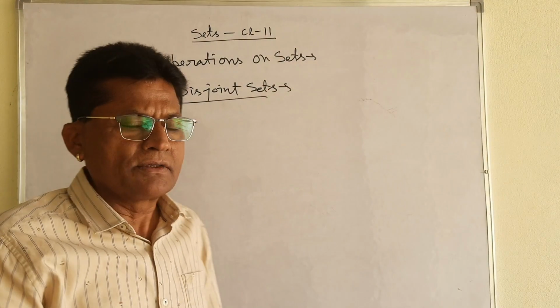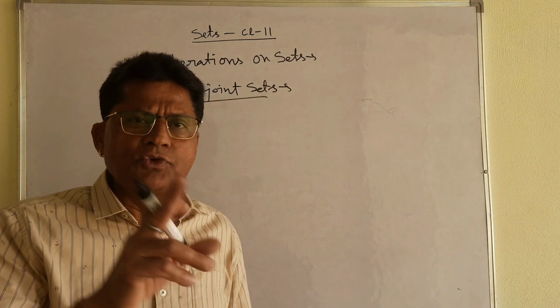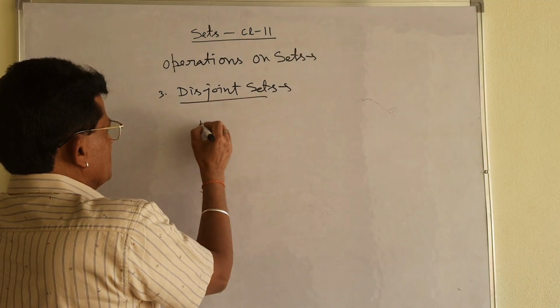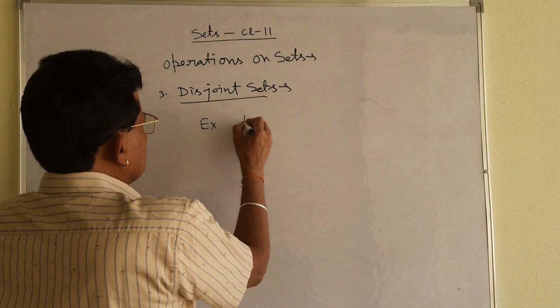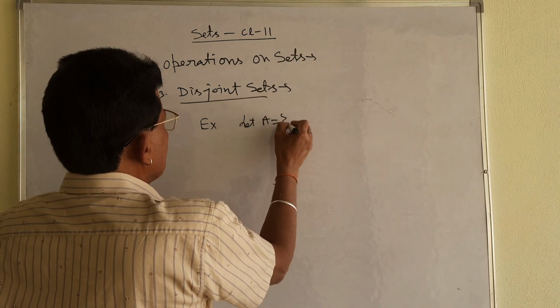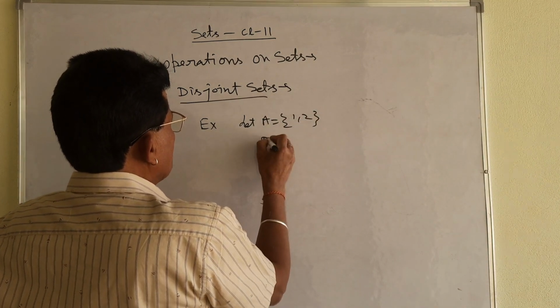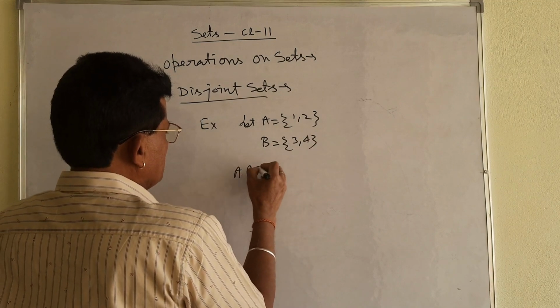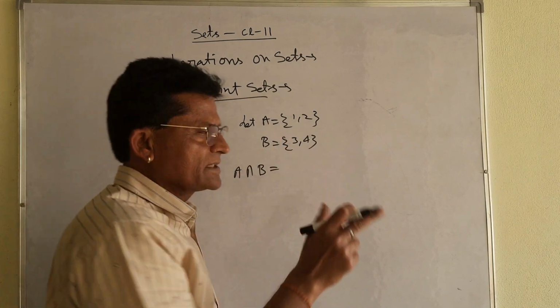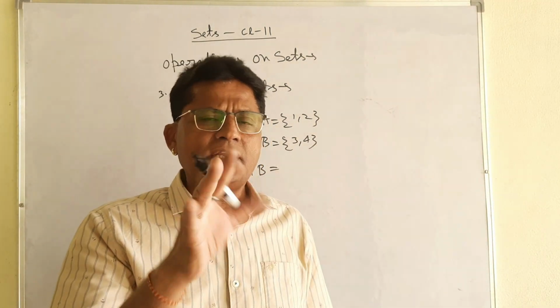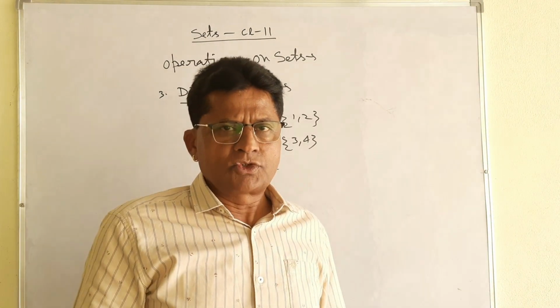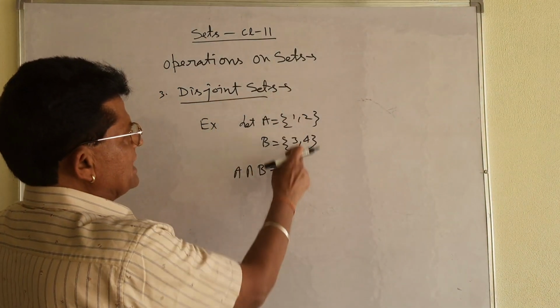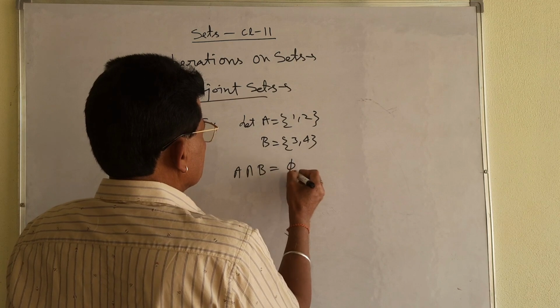Let me take the example. I already told you how you can find the intersection of the sets. Let A be equal to 1, 2, and B equal to 3, 4. You write the intersection. Tell me what will be the intersection. Intersection means you will have to take the elements which are in both A and B. Only those which are in both have to be written. Tell me which elements are there. Nothing, there is none. That is fine.